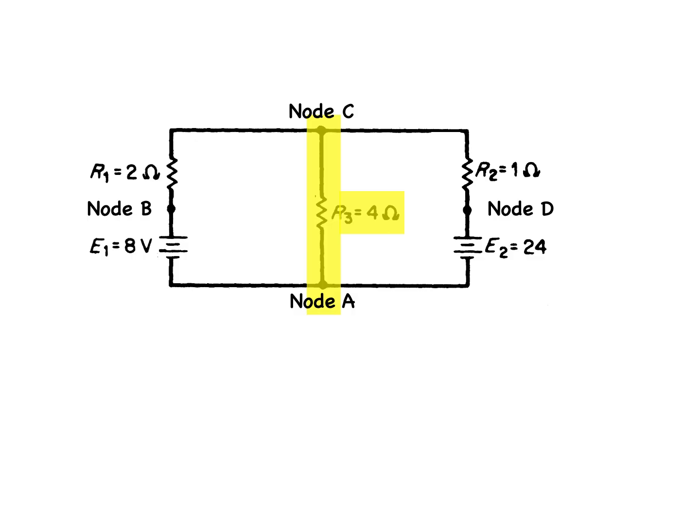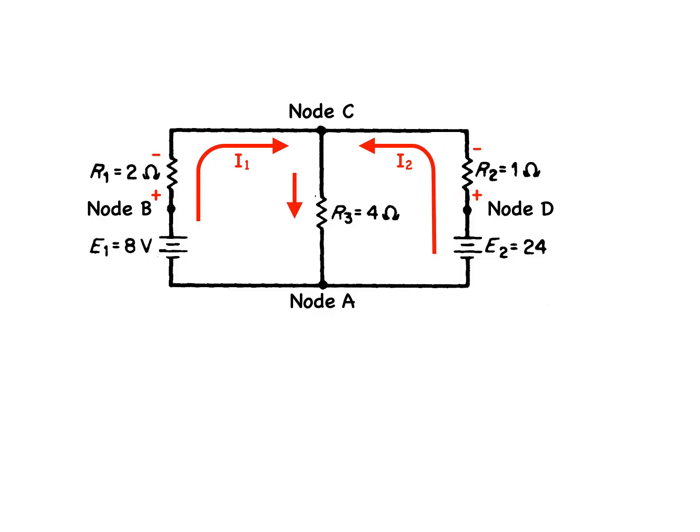I'm assigning a distinct current and arbitrary direction to each branch of the network: I1, I2, and I3. These currents create voltage drops across each resistor, the polarities of which are determined by the assumed direction of the current and the passive sign convention. The polarity of the power supply terminals is fixed and is therefore not dependent on the assumed direction of current.